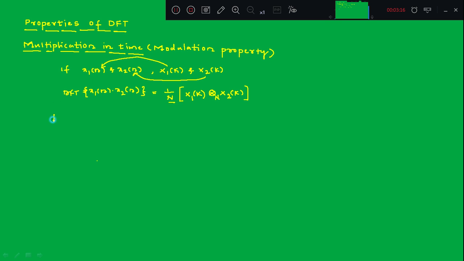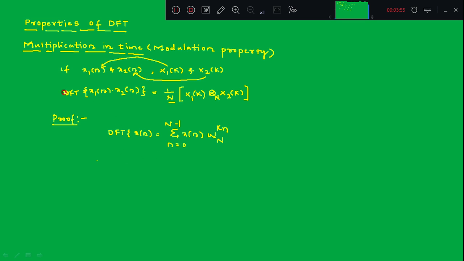So now let us prove this. Let us see the proof of this property. Let me start with the definition of DFT, right? The DFT of x of n we know is given by summation n equal to 0 to N minus 1 of x of n multiplied by the complex twiddle factor W to the power kn, right?